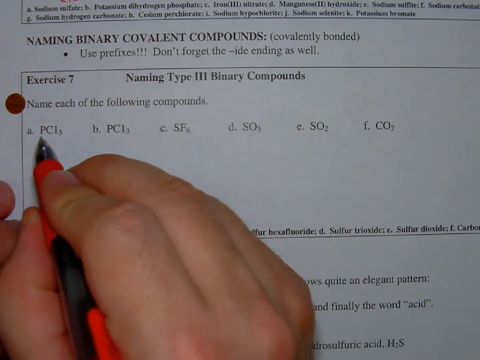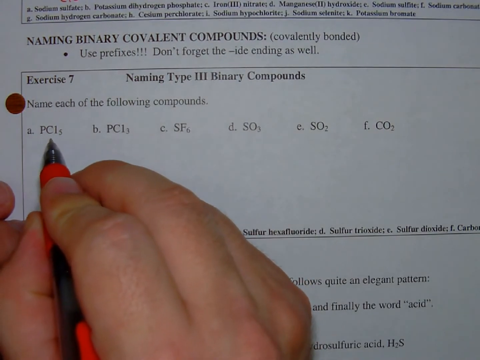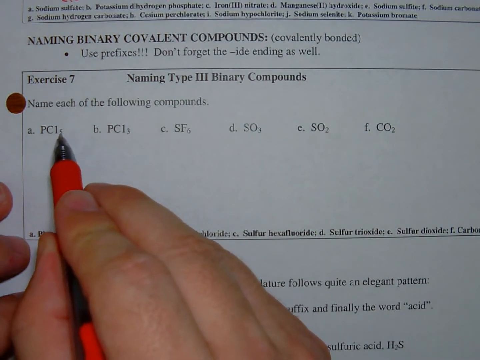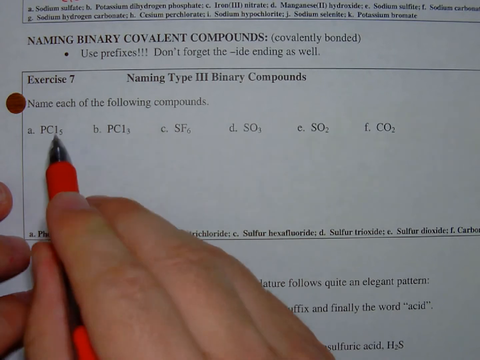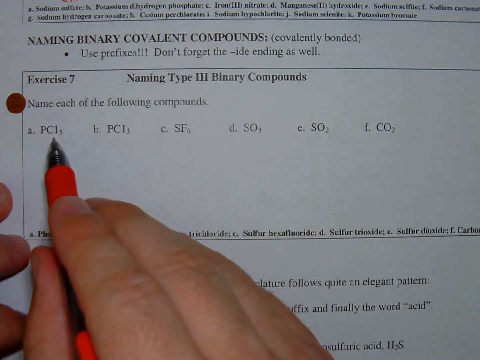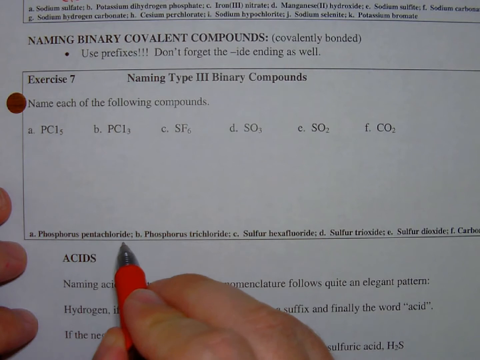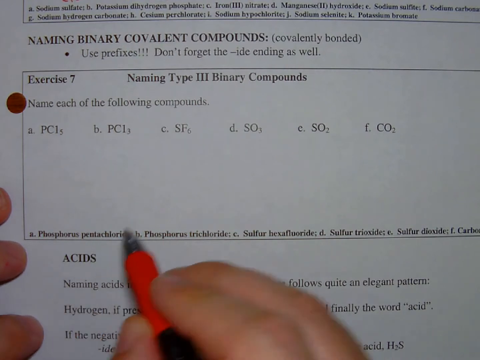So, that's phosphorus. That's chlorine. There are 5 chlorines. So this would be phosphorus, 5 chlorines, so it's chloride, right? Because that's the more electronegative element there. But there are 5 of them, so pentachloride, phosphorus pentachloride.